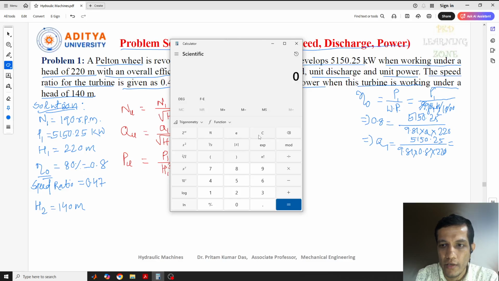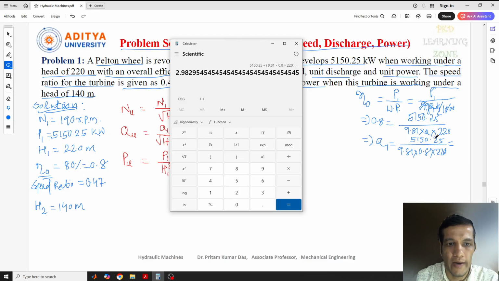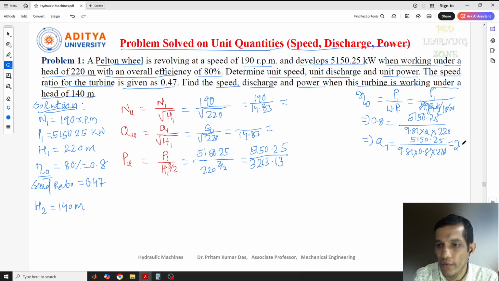Now if you see, in the numerator it is 5150.25 divided by bracket start, 9.81 multiply 0.8 multiply 220, bracket close. You can find out this is 2.98. So the discharge here we got is 2.98 meter cube per second. The unit is for this. Now here we will put the value of the same thing, this is 9.28 divided by this one.